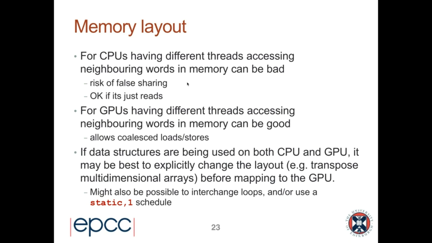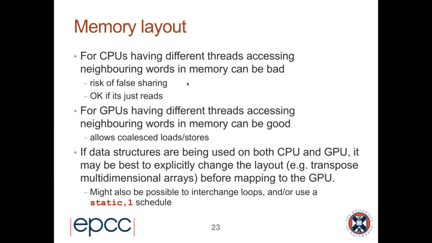In contrast, for GPUs, having different threads accessing neighboring words in memory tends to be good, because there's a mechanism called coalesced loads and stores that gets kicked in at the hardware level if you have that kind of memory access pattern. Basically, if you have multiple threads inside an SM accessing neighboring words in memory, the hardware will generate a single load or store for what effectively looks like a vector of values, which can improve performance.